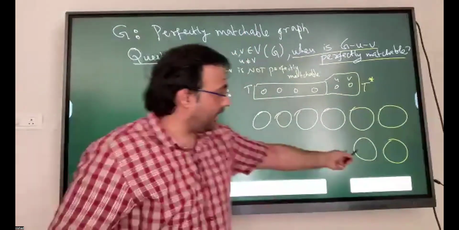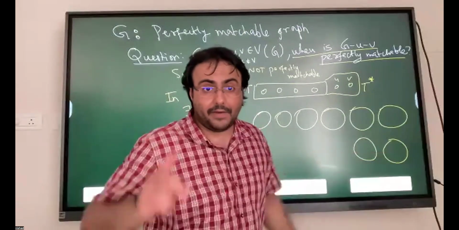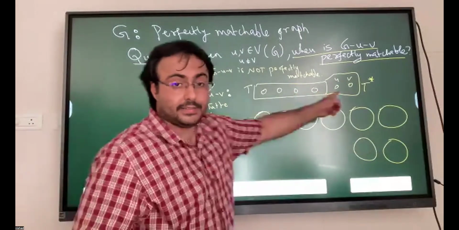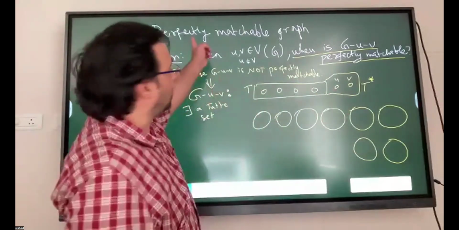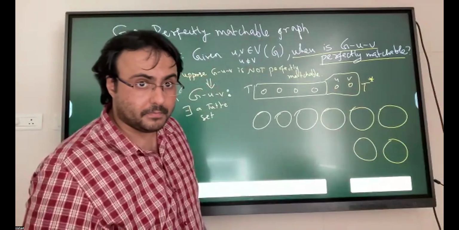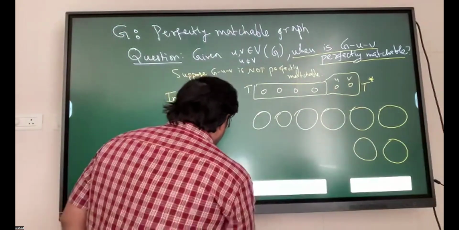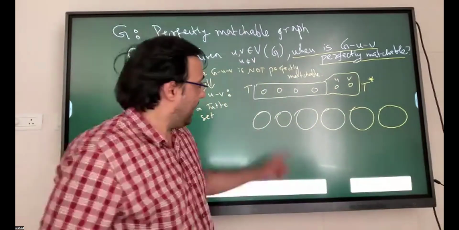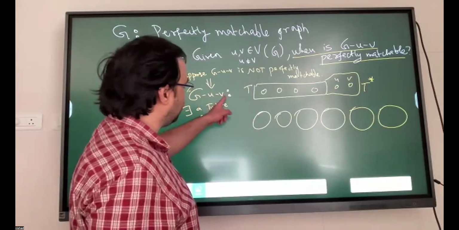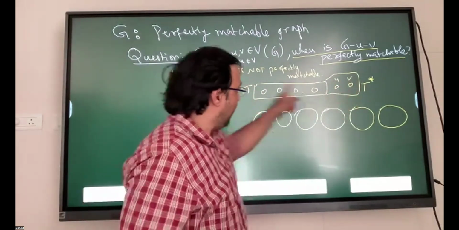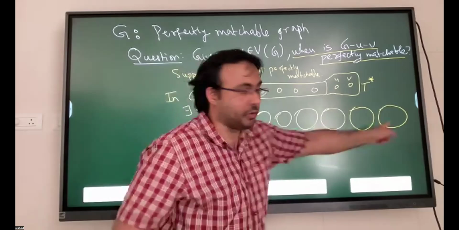Therefore, I cannot have 8 odd components. I must have had exactly 6 odd components. Otherwise, we get a Tutte set in the original graph, and then the original graph does not have a perfect matching. Contradiction to our hypothesis, right? So therefore, there are exactly 6 odd components in G minus U minus V minus T. And when I put back the 2 vertices, I am deleting 6 vertices and I'm getting 6 odd components.